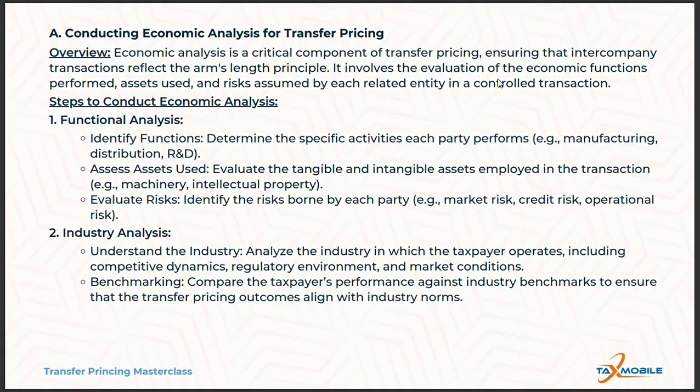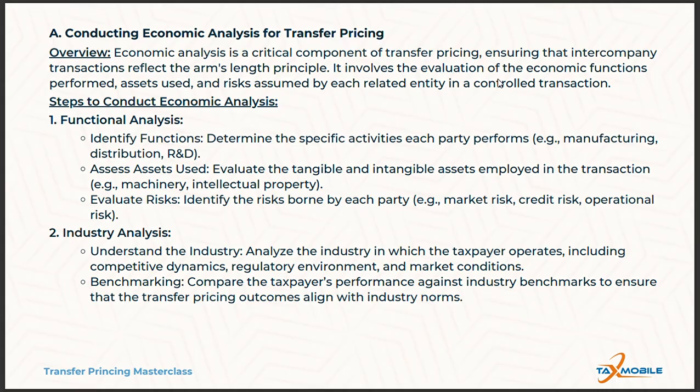Which is identifying functions. Now, we must clearly define the specific function each party in the transaction performs. Functions can range from manufacturing, distribution, research and development, marketing, procurement, and even more. But we need to understand the functional profile of each entity, which is very vital in determining the pricing of transactions. For instance, a company performing high-value functions such as research and development or marketing typically commands a higher return compared to a company engaged solely in routine manufacturing or distribution.